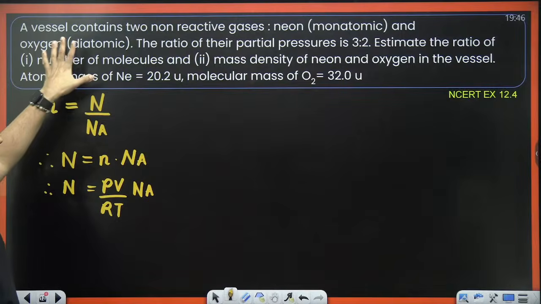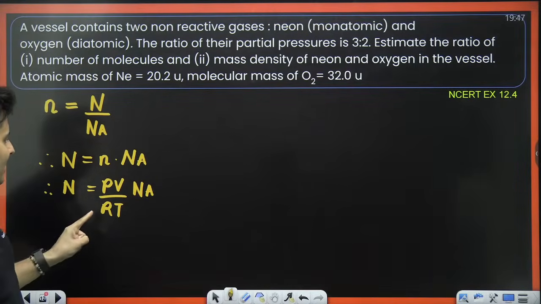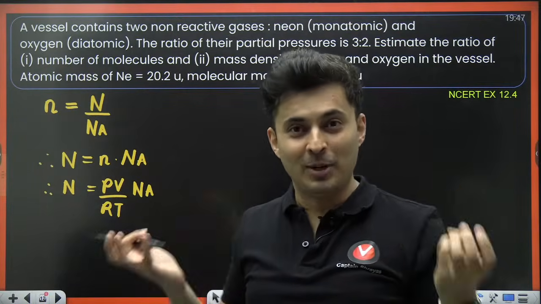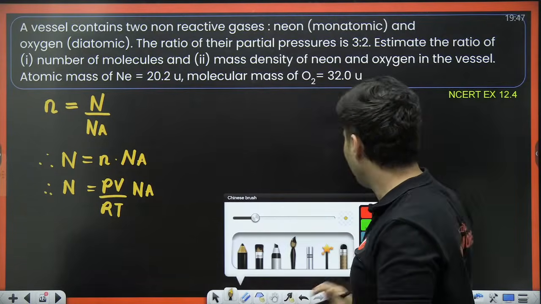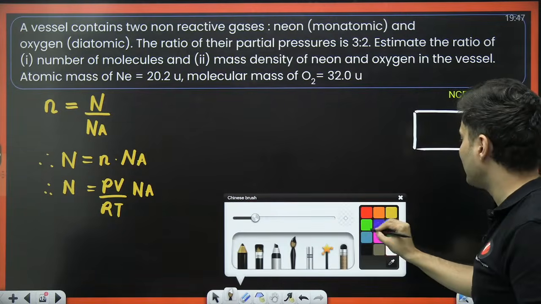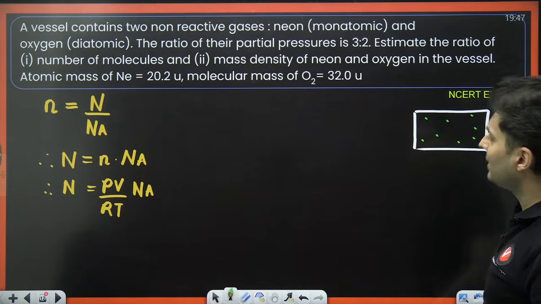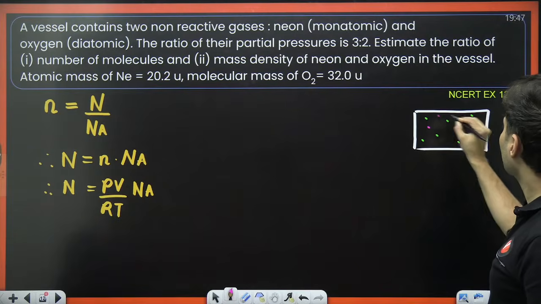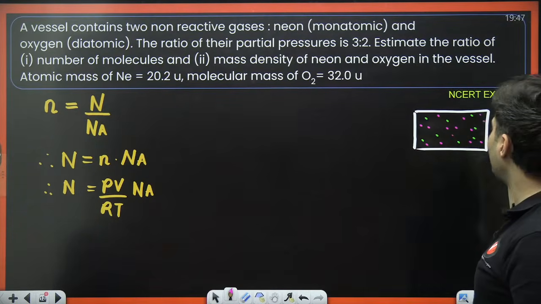Now observe carefully, the gases are mixed. That means the temperatures will be same. The volumes that they are occupying will be same. So what is going to be different is only the pressure. Understand that. Both these gases are mixed like this. I will show it to you in a diagram. Let's say one of them is neon, the other one is oxygen. So this is how they are inside that chamber.